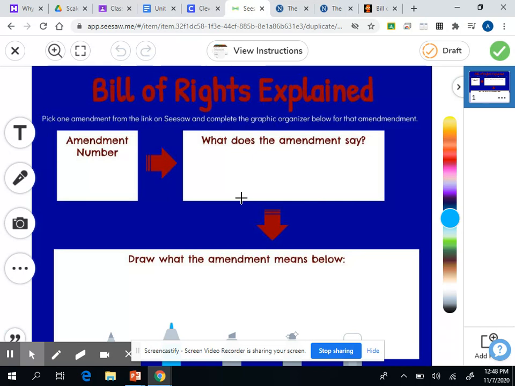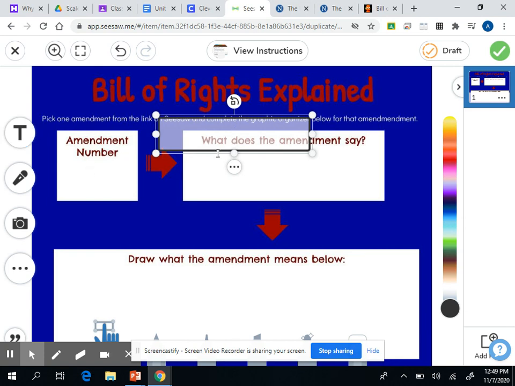It's going to be your job now. You get to use the tool, so you can use the T tool if you would like, or the drawing tool down here to write. You are going to pick the amendment number that you think is the most important. Remind us what it says and draw what it means. Okay? So maybe you think that the freedom of speech is the most important. Maybe you think number 1 is. So you can put number 1, explain what it means, and then draw what it means.